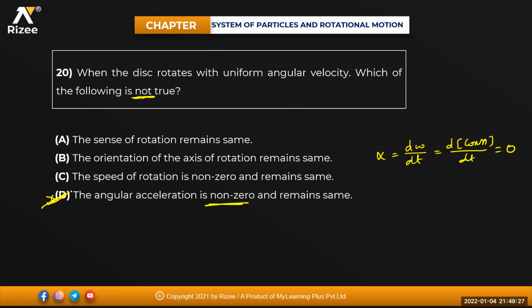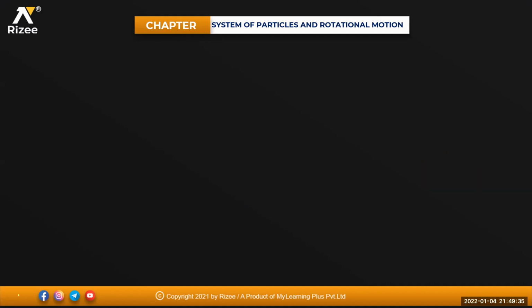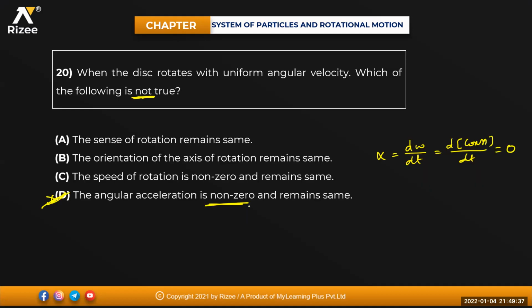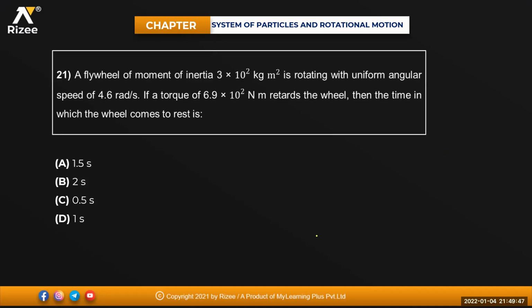When the disk rotates with uniform angular velocity, that means if omega is your constant, then angular acceleration must be 0. But in the problem it is telling that angular acceleration is non-zero, but we are getting alpha to be equal to your 0. So which is not true is telling. So fourth option is not true. Got it? Sure, next one.